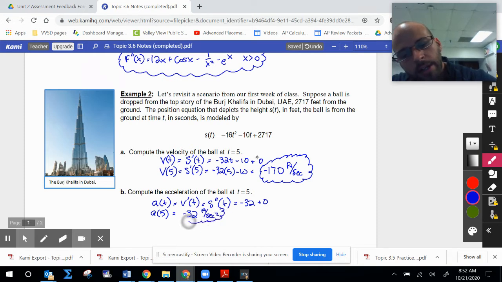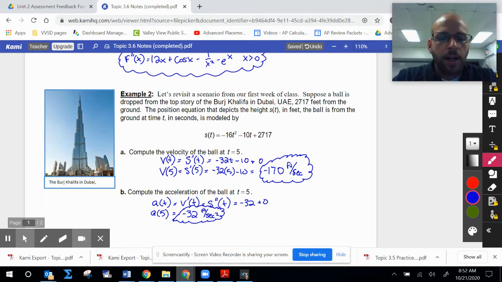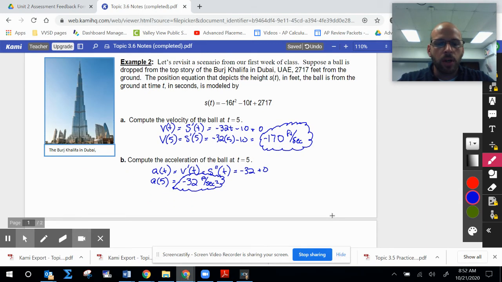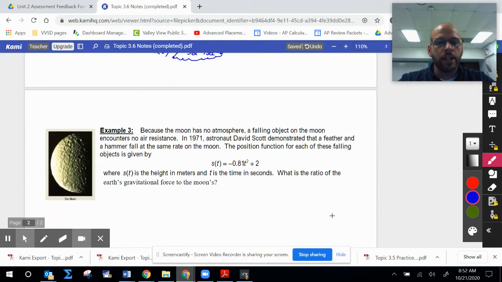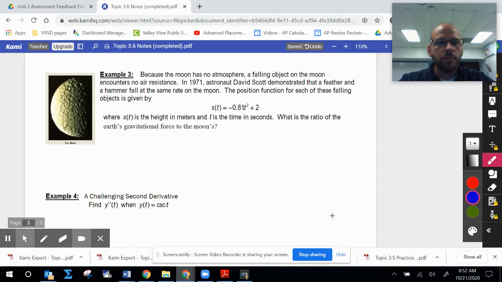And if you know anything about your physics course, this should make a little sense because this is the acceleration due to gravity, okay? In feet per second squared. Of course, we're not talking about meters per second squared. So that works out for us. All right, let's take a look at another example.